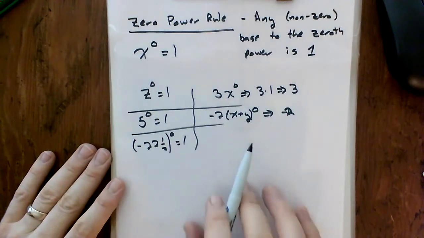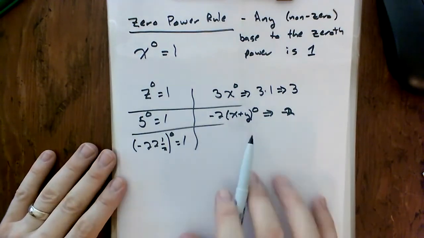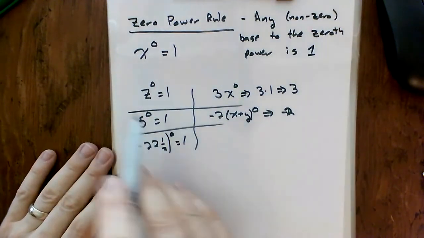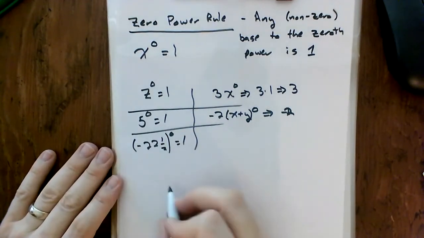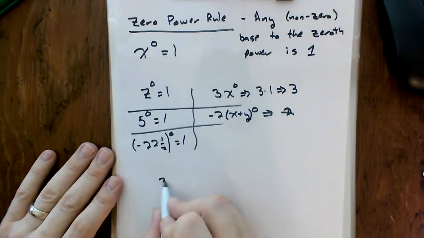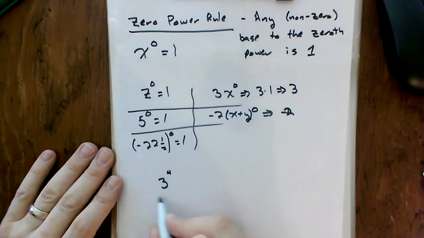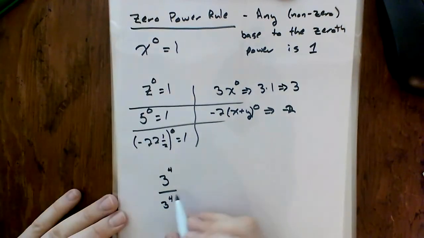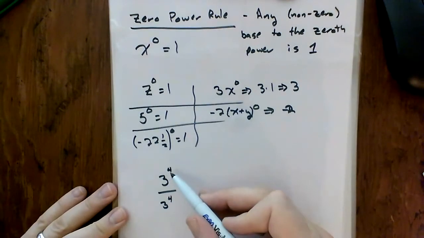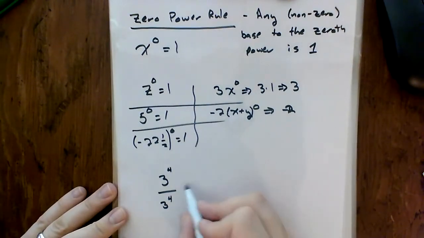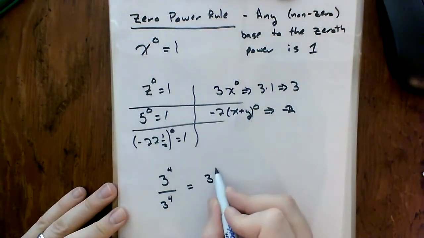Now, I imagine some folks wondering where this comes from. So let me show you some reasoning behind this. Let's start with 3 to the 4th power over 3 to the 4th power. Now remember, if we are using just our quotient rule, I can take these two powers and subtract them. So this is going to be 3 to the 0.